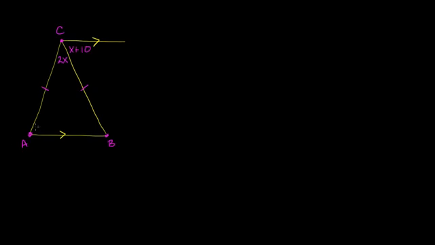So what do we have here? We have a triangle, and we know that the length of AC is equal to the length of CB. So this is an isosceles triangle. We have two of its legs equal to each other.